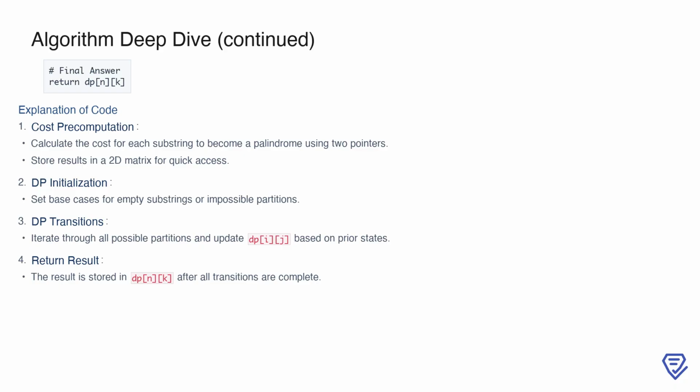Breaking this down, we calculate the cost for each substring to become a palindrome in advance and store it in a 2D matrix for quick lookups. The dynamic programming table is initialized with base cases to handle scenarios like empty substrings or impossible partitions. During the DP transitions, we systematically evaluate all possible partitions and update the minimum cost based on previously computed states. Once the table is fully populated, the result in DP[n][k] gives us the optimal solution. This approach ensures efficiency while addressing all edge cases, making it a robust solution for the problem.